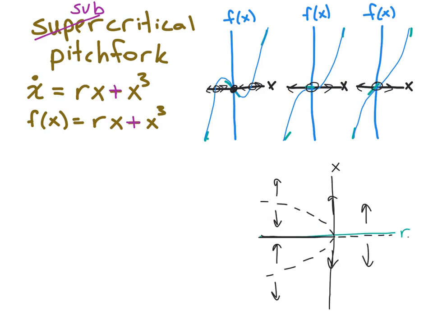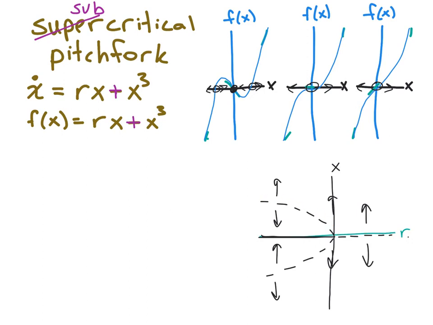Now it's time to construct the bifurcation diagram. I've actually already constructed it. When r is positive, the origin is unstable. When r is negative, it's stable. This is the same as our supercritical example. The origin was stable down here and unstable up here.